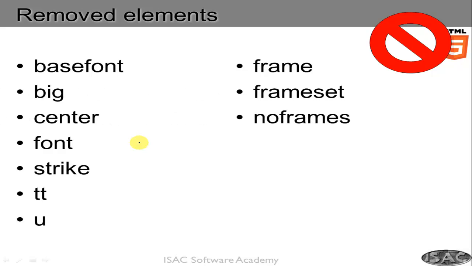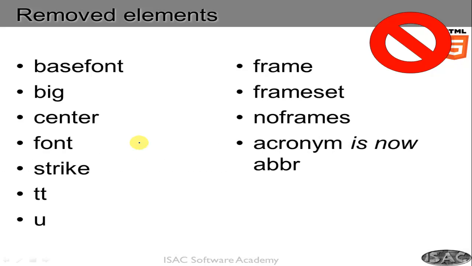Frame and frameset, because frame and frameset do not work very well with different display options like mobile, desktop, tablet and iPad. So we have just removed those. Applet is now called object, acronym is now called ABBR. We know why the applet is used, that is for Java applet.